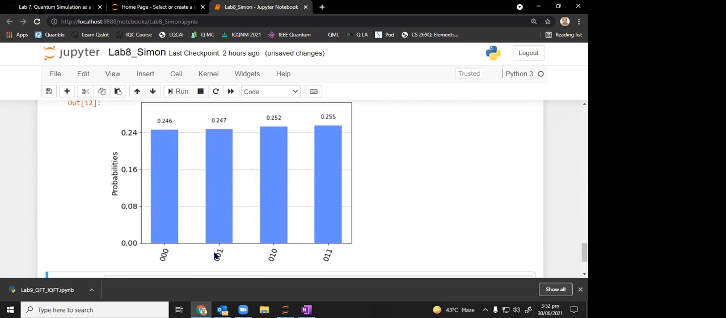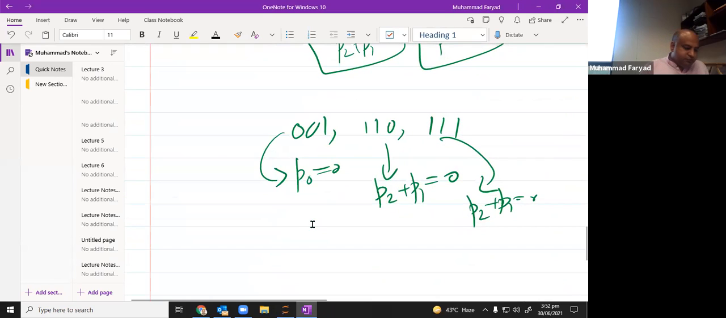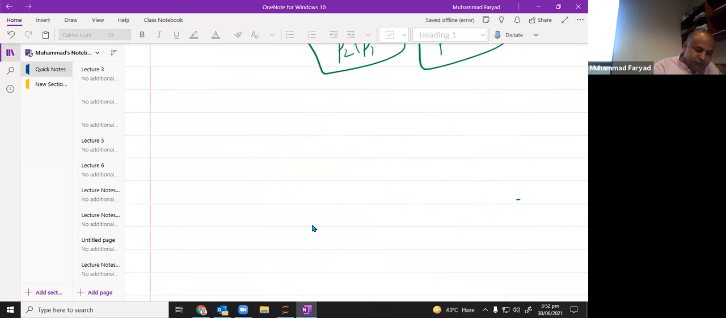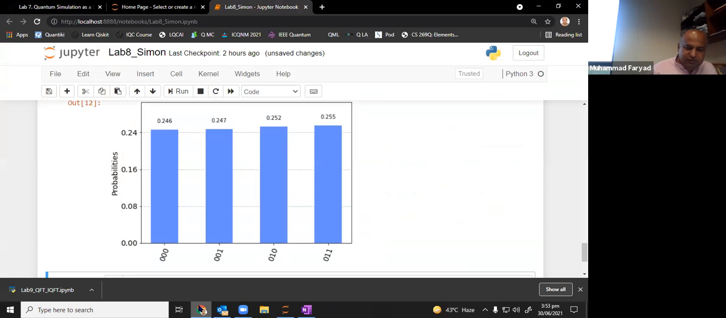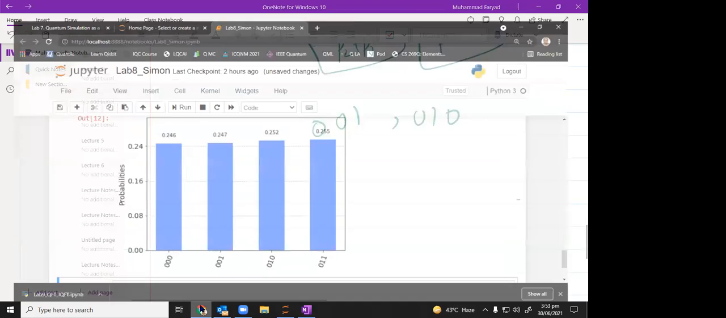Okay, so this is actually 001, 010, and 011. You can see how short my memory is. I can't even remember going from one screen to another screen. 011. Okay.